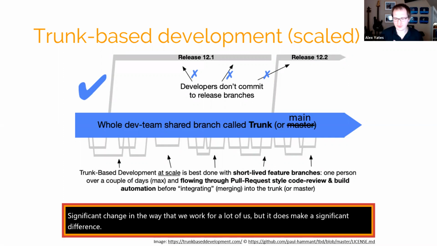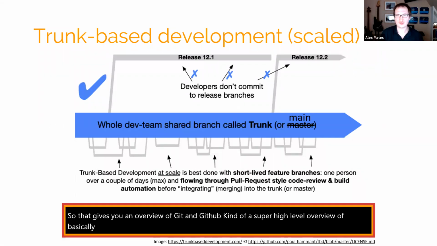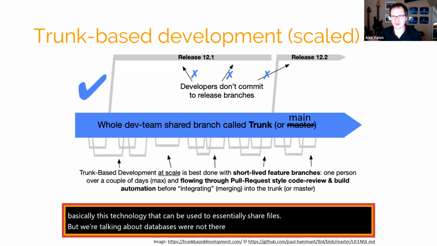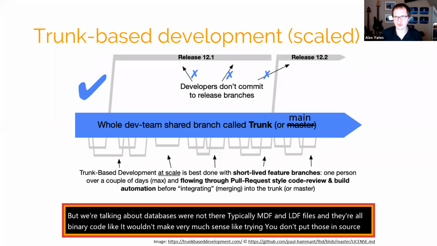So that gives you an overview of Git and GitHub, kind of a super high level overview of basically this technology that can be used to essentially share files. But we're talking about databases. They're typically MDF and LDF files and they're all binary code. Like it wouldn't make very much sense. You don't put those in source control because they're too big and they're not human readable.